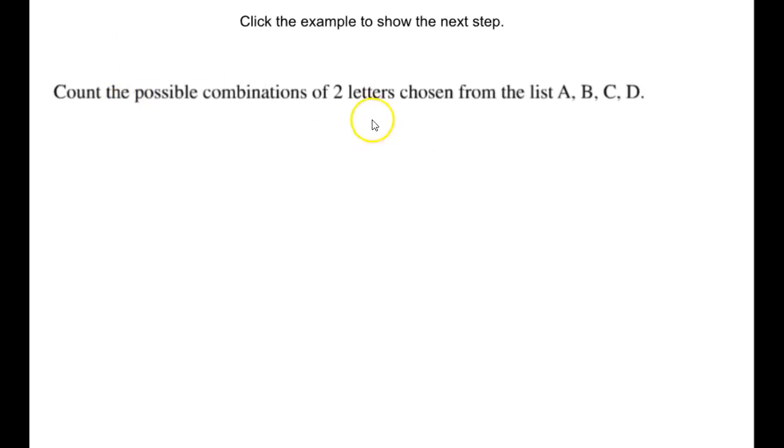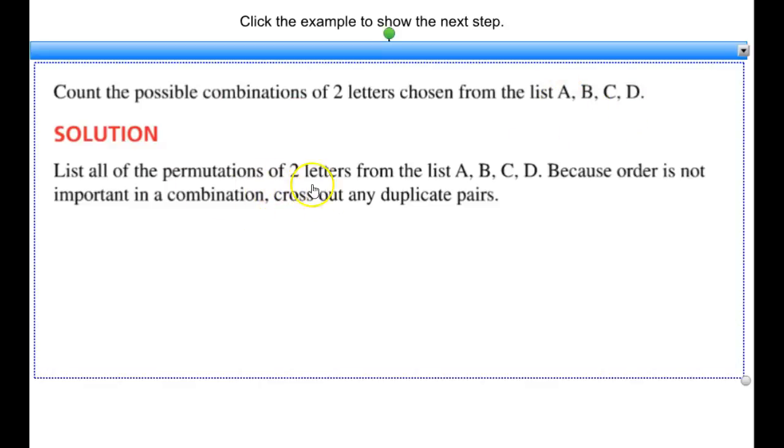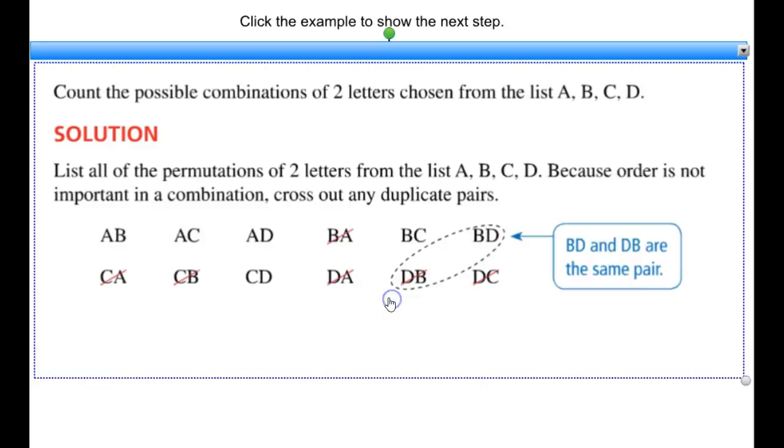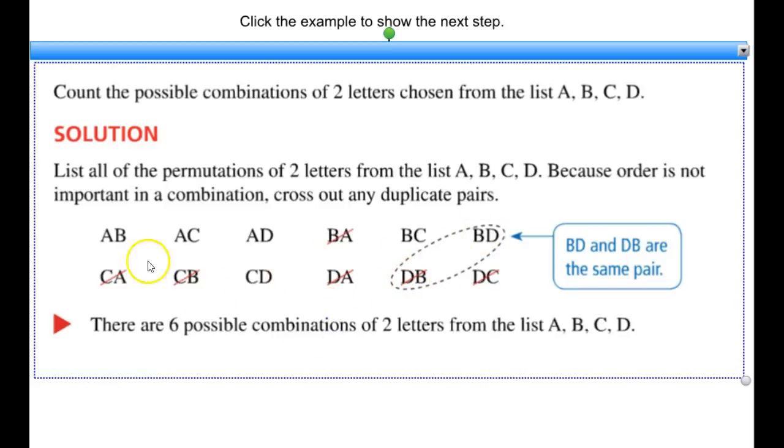Count the possible combinations of 2 letters chosen from the list A, B, C, and D. First I want to list all of my permutations, and then I cross out my duplicate pairs. If I start with A, I can have AB, AC, AD. Then if I start with B, I do the same thing, and with C and D, I do the same thing. Now that I have that, I can cross out my duplicate pairs because BD and DB are the same thing. Then I figure out that there are 6 left over that I haven't crossed out. So that is my 6 possible combinations of 2 letters from that list.